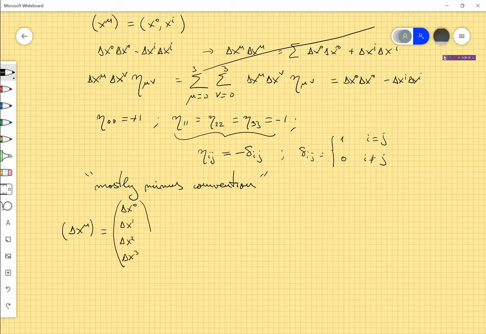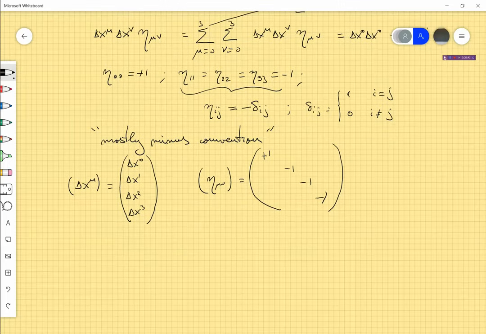And eta mu nu as a matrix with components, only diagonal components. The rest of components that I'm not writing are zero. Okay. Then with this notation, I can write it has the same value, because in the end this is just a number.